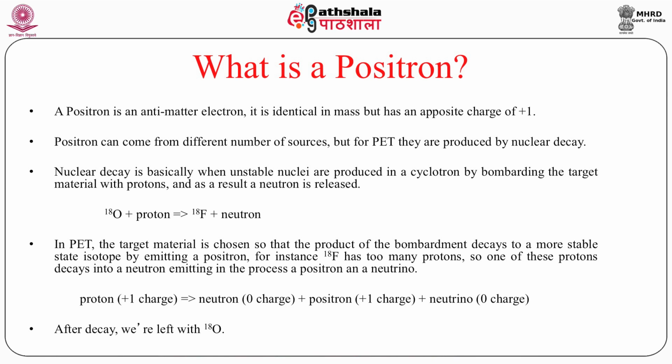After decay, we are left with O18. It means we are taking O18 water and bombarding it with protons. Finally, the product is F18, which is a positron emitter, and this positron emitter is used as a radioisotope to be tagged with some compound to make a positron emission radiopharmaceutical.